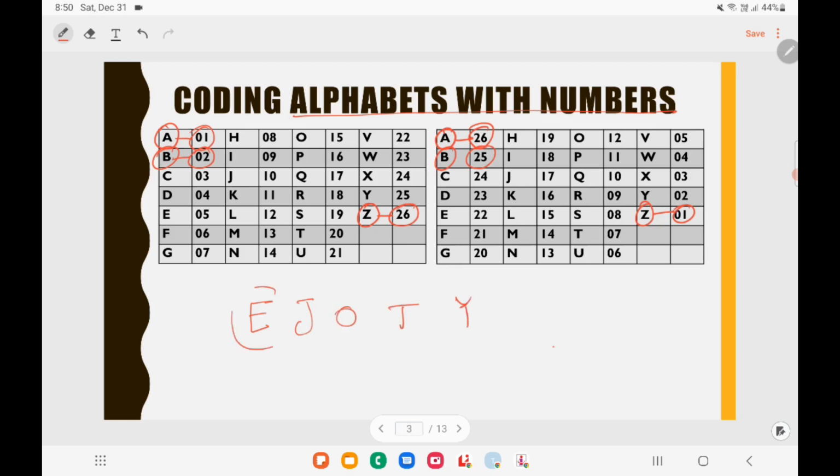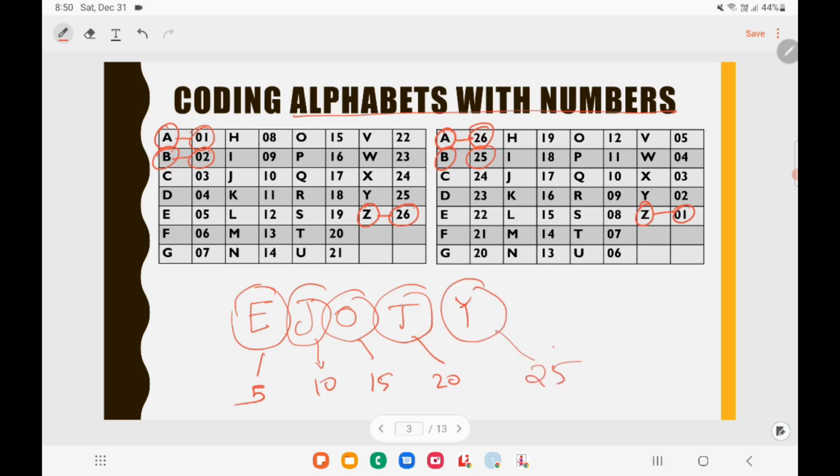Okay. So E is the 5th letter in the English alphabet. J is the 10th letter in the English alphabet. O is the 15th letter in the English alphabet. T is the 20th letter in the English alphabet. Y is the 25th letter in the English alphabet. So if you remember EJOTY, you can say that E is 5th, J is 10, O is 15, T is 20, Y is 25 easily.